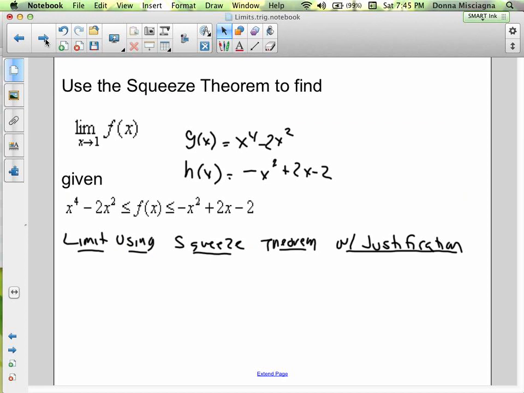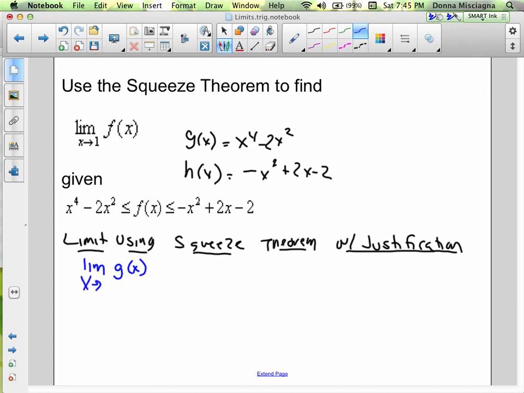So let's find the limit using the squeeze theorem with a justification. When we use the squeeze theorem, remember you got to justify why you were able to use it. All right, so let's find the limit of g of x as x approaches 1. To do that, it's a polynomial function. We can just plug in. All right, so we're going to evaluate. So we would have 1 to the fourth. Oops, that looks like 14.